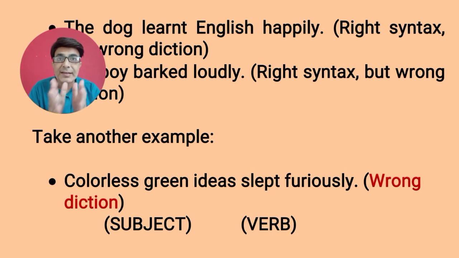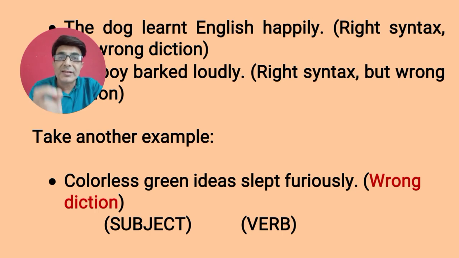Okay? Colorless green ideas slapped furiously. Now in this sentence, we are following the pattern of subject, verb, object. What is the subject in this sentence? The subject is colorless green ideas. This is the subject. Slapped is the verb. So we are following the proper pattern, but this sentence is meaningless.